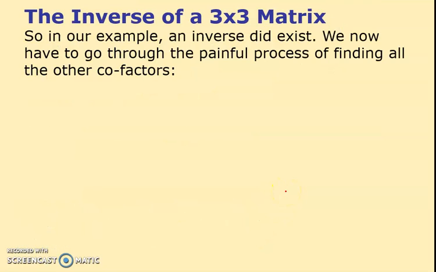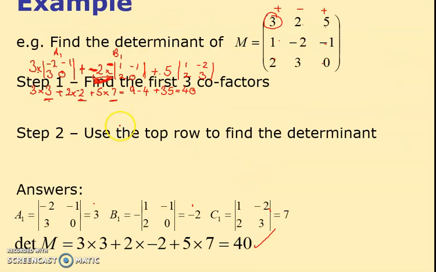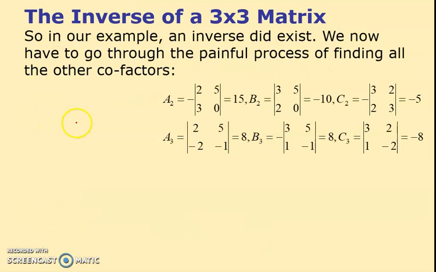Now the inverse of the 3 by 3 matrix, we have to do a painful process. Now if you remember, our matrix was 3, 2, 5, 1 minus 2, 1, 2, 3, 0. And to be honest, I'm not going to go through all those again. You've got to find all these different cofactors. All the A's, all the B's, all the C's. If you're not sure, ask. And otherwise I think I'll run out of time.